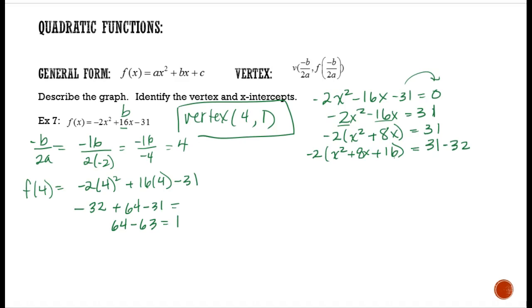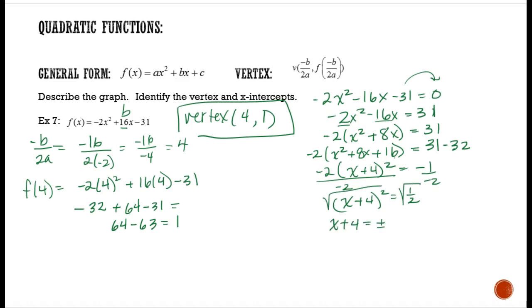So if we clean this up, this is going to be x plus 4 squared. This becomes negative 1. All right, divide by negative 2 on both sides. So we have x plus 4 squared equals negative divided by negative is a positive. Take the square root of both sides. Plus or minus square root of 1 over the square root of 2. Well, the square root of 1 is 1. Now we got to rationalize this. This is plus or minus square root of 2 over 2.